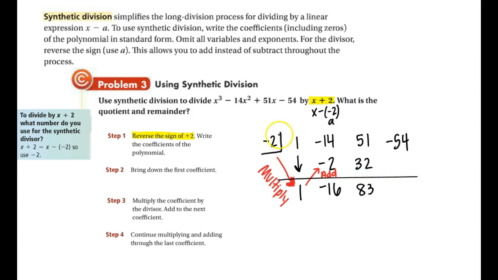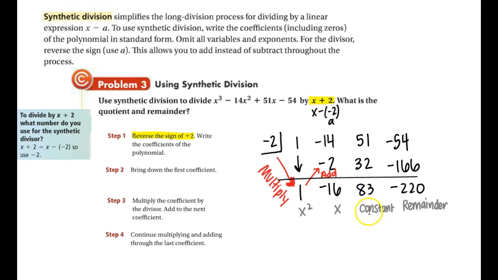Now we're going to multiply negative 2 and 83. That gives us negative 166. And we're going to add negative 54 and negative 166. And we get negative 220. So starting on the right-hand side, that last number is the remainder after dividing. So negative 220 is the remainder.